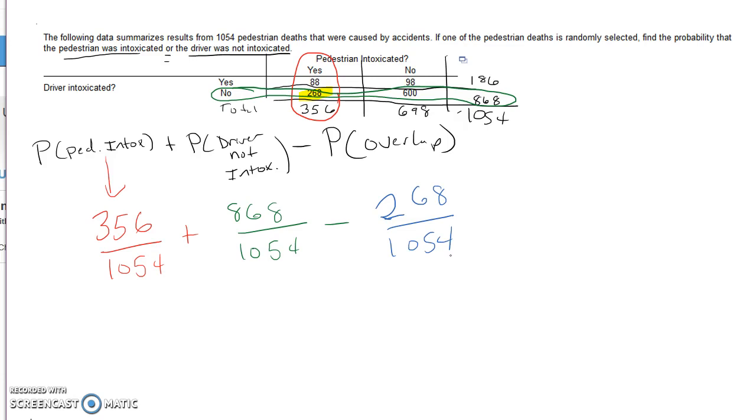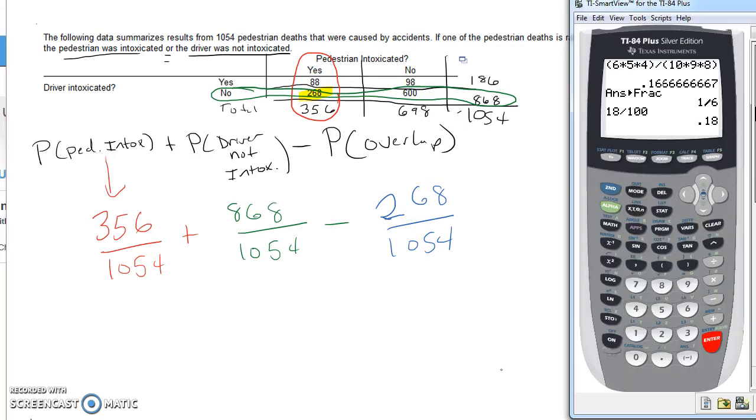So now I'm going to go over to my calculator. Notice that these have common denominators, so it's going to be 356 plus 868 minus 268, and that's going to be over 1054.